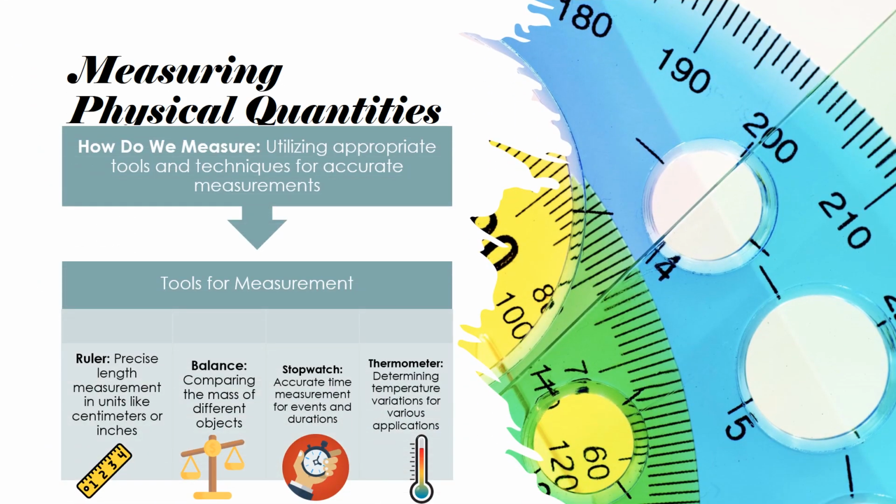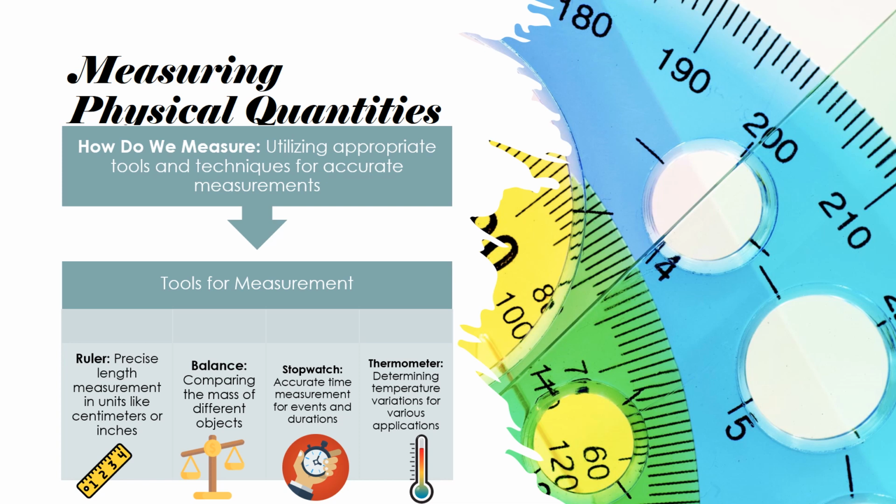Great, students. Now that we understand what physical quantities are, it's time to talk about how we actually measure them. This is where the rubber meets the road, so to speak. So, let's dive into the world of measurement. First things first, how do we go about measuring physical quantities? Well, it's all about using the right tools and techniques. Think of these tools as your trusty sidekicks in the world of science. Let's take a look at some essential tools for measurement.